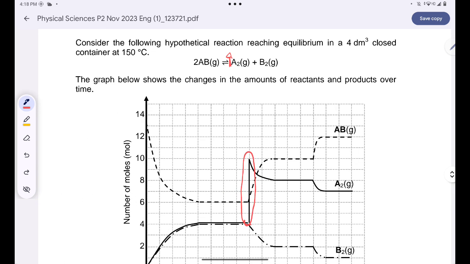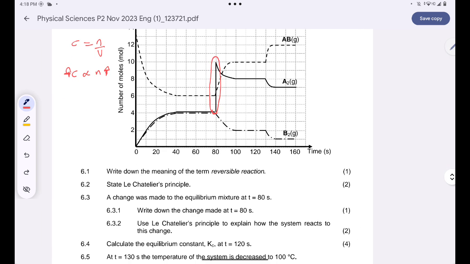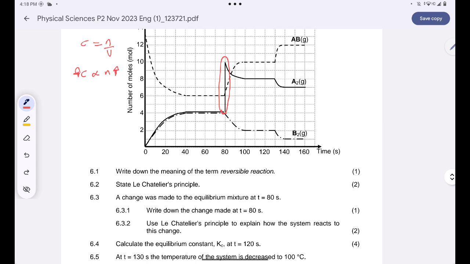On the y-axis we have number of moles, that means they've increased the number of moles. But remember that number of moles is not a factor that can affect a chemical equilibrium. However, if you increase the number of moles, you will increase the concentration, because the number of moles is directly proportional to your concentration. So the change that was made there, you'll simply say there was an increase in concentration of the product A2.